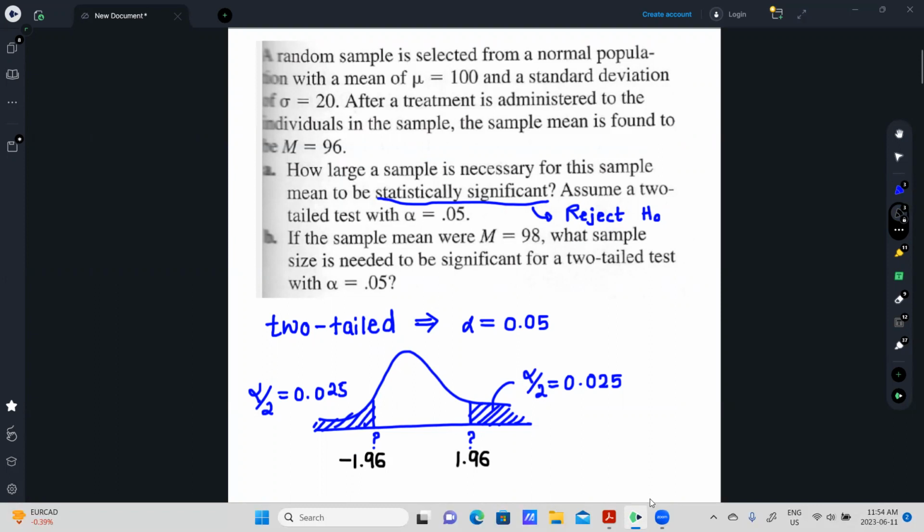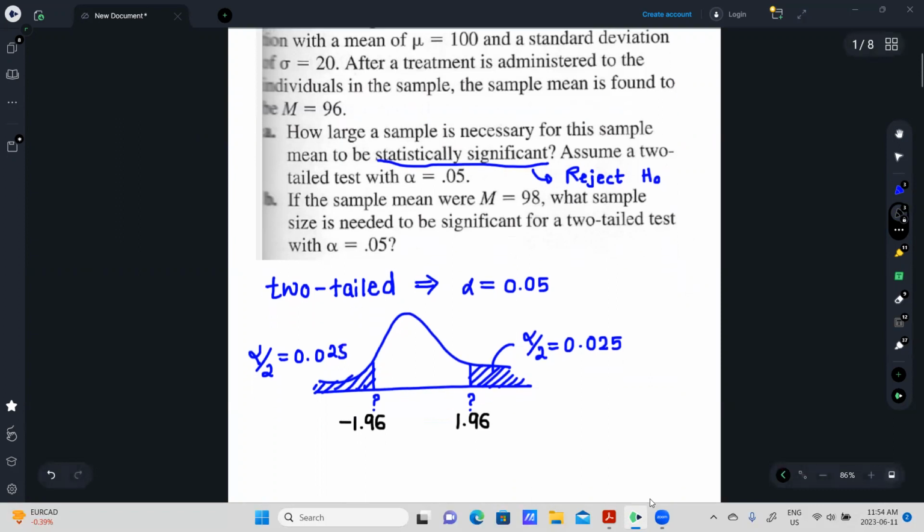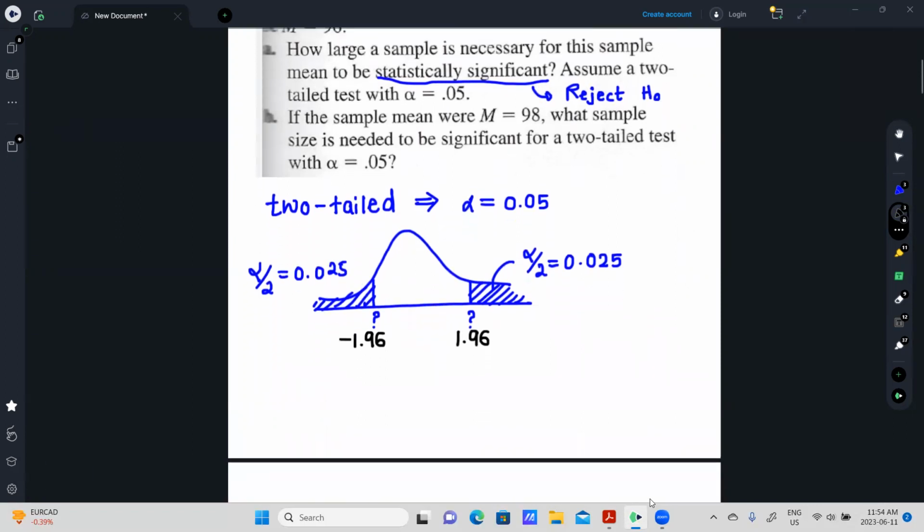So we found the critical value, and here they're asking how large a sample is necessary. That means the maximum sample size for the test statistic to fall in the rejection region. So there is a limit. Even if my test statistic is right at the boundary, we are going to reject the null hypothesis. This is the starting point, and the same on the other side. So we are going to consider this critical value when calculating the sample size.